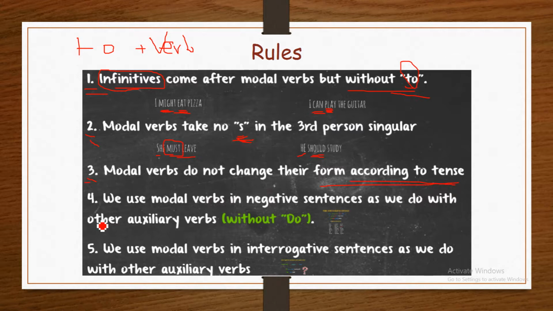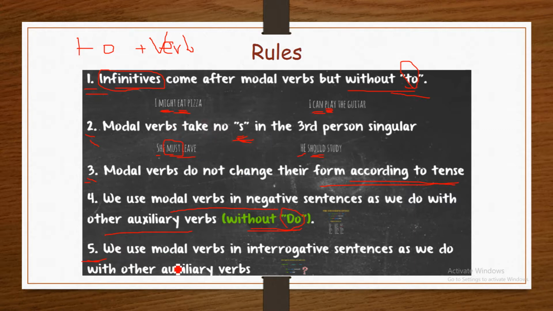Number 4: We use modal verbs in negative sentences without auxiliary verbs, without the auxiliary do. For example, I might eat pizza. If you make it negative, you don't use do. You just say, I might not eat pizza.